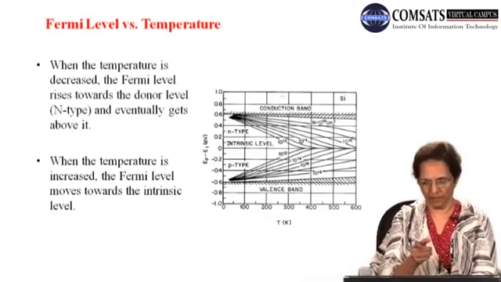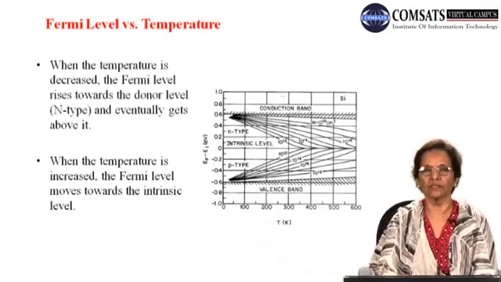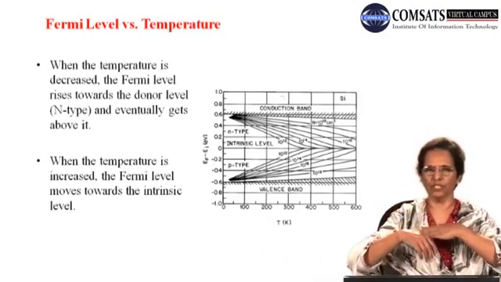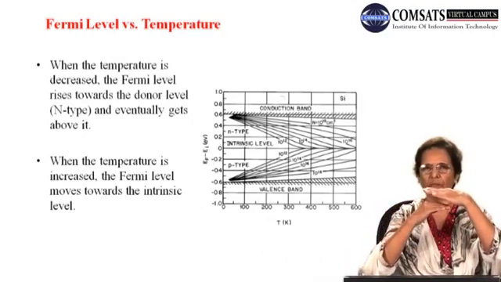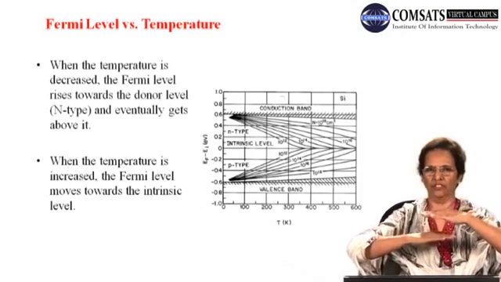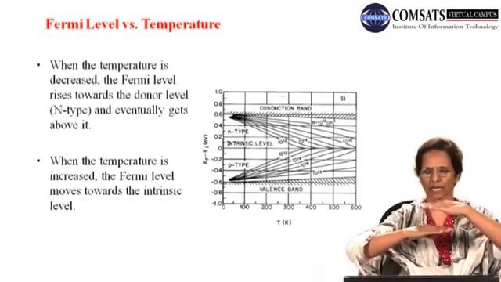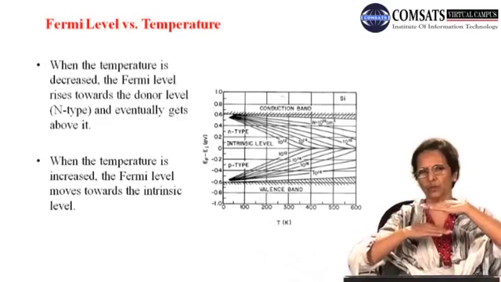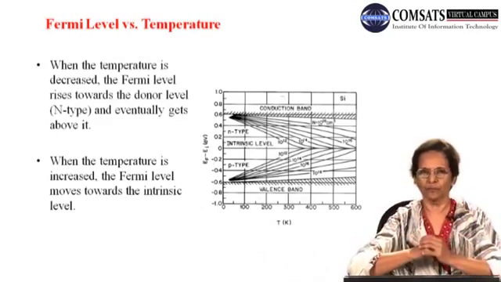Let me explain this slide in very simple language. Here is the band gap. If your material is pure, the intrinsic Fermi level will be exactly in the middle of the band gap. This is the conduction band and this is the lower valence band. And between these two bands, at the midway level, will be your intrinsic energy level.